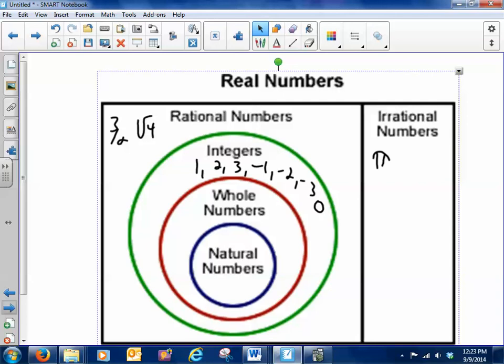Whole numbers are like 0, 1, 2, 3, and they move on up. Natural numbers are just the numbers like 1, 2, 3, 4. So when we talk about this, if I say, all right, the number 5, what subset does it fit? Number 5 fits the natural numbers. It fits all of them really, but number 5 fits the natural numbers. 116, again, the natural numbers, or whole numbers, or integers.